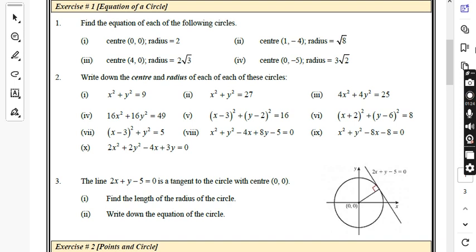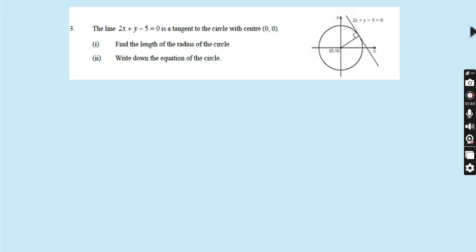Let's start question number 3. The line 2x plus y minus 5 equals 0 is a tangent to the circle with center 0, 0. Find the length of the radius of the circle. Write down the equation of the circle. Very easy question. Students, the line has the equation 2x plus y minus 5 equals 0, the center is given as 0, 0, and we have to find the length of the radius. What is the radius? The distance from the center to the circumference of the circle.